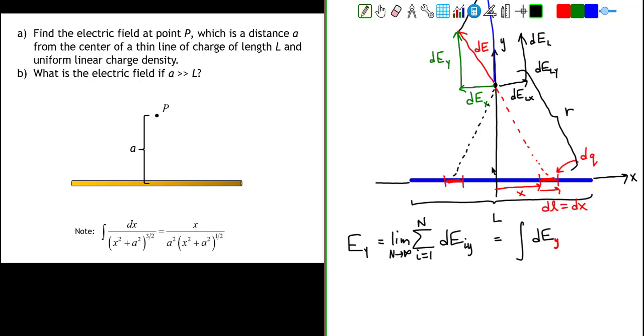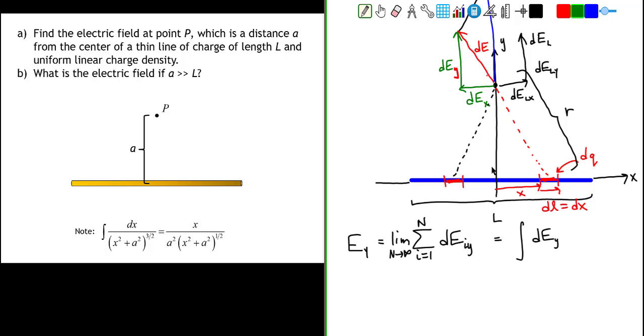So this is what we need to find. We need to find the integral of the electric field's y component, and this is the y component of our point charge. Now that y component of the electric field can be expressed using some trigonometry.